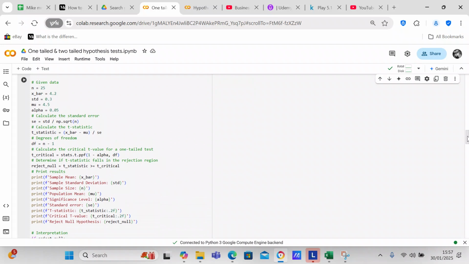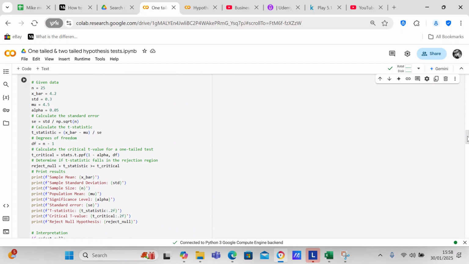We've got given data: n, which is your sample size, is 25. X bar, which is your sample mean, is 4.2. STD, which is your standard deviation, is 0.3. Mu, which is your population mean, is 4.5. Alpha, which is your significance level, is 0.05.